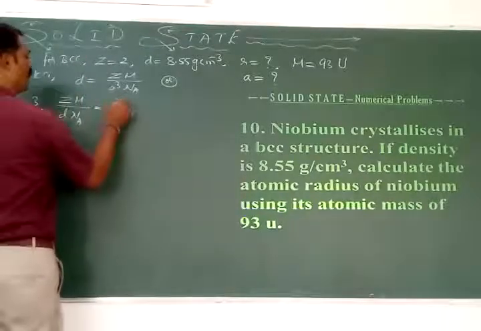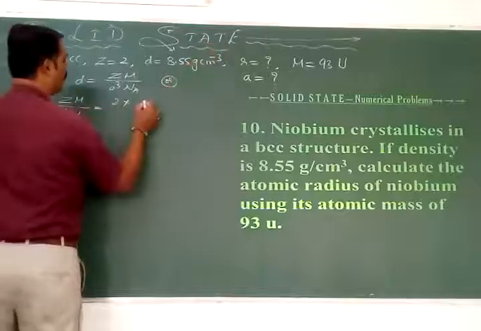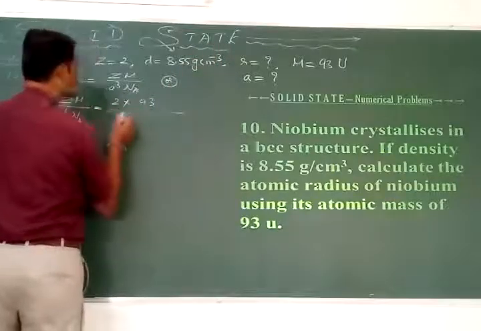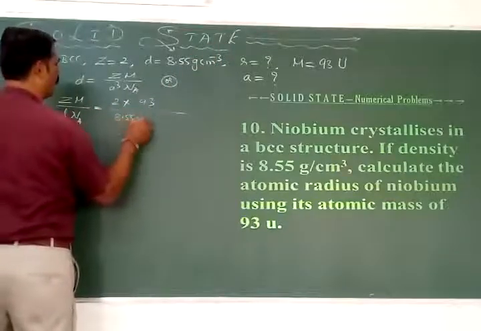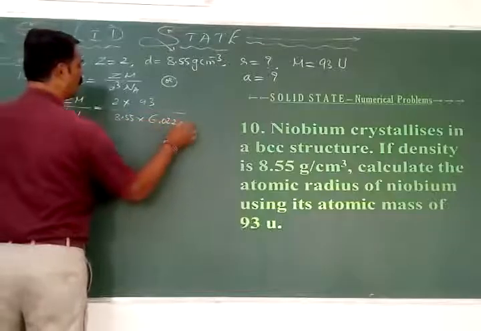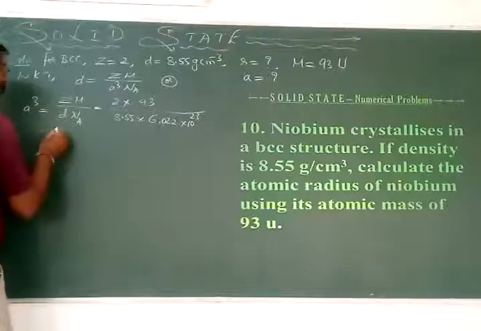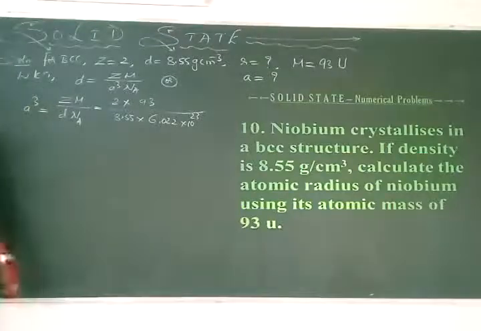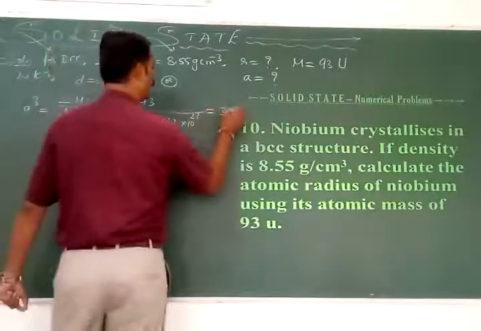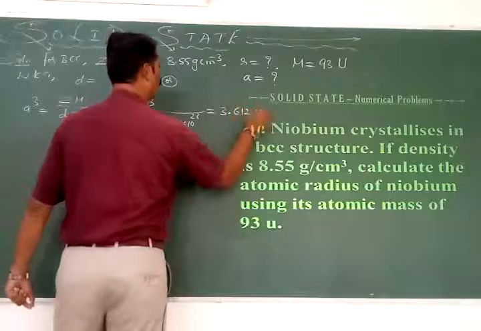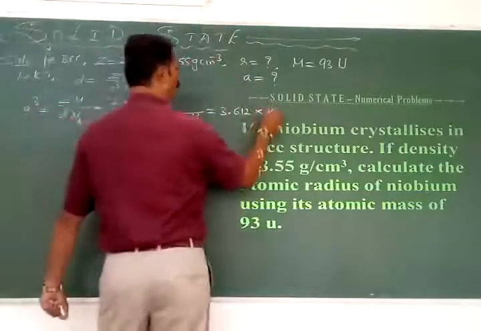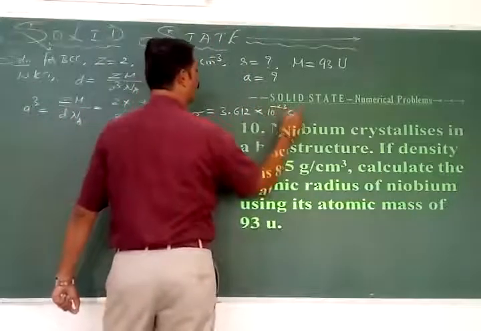Z is 2 here. What is M? 93. What is the density given? 8.55 into what's the Avogadro number? 6.022 into 10 to the power of 23. So that is equal to, what's the A cube value here? On simplification, I will get that as 3.612 into 10 to the power of minus 23 in terms of cm³.